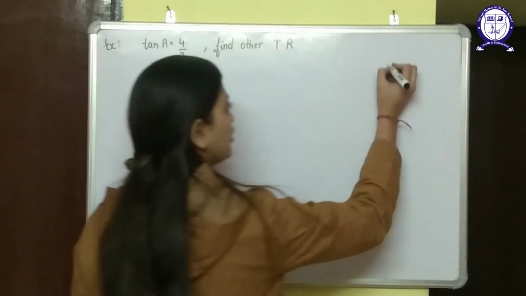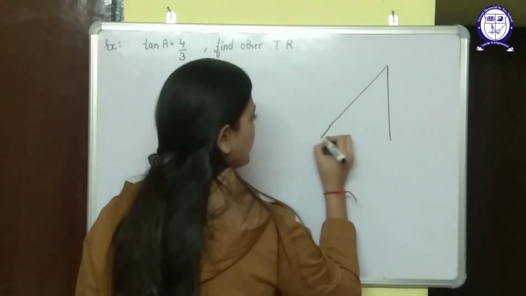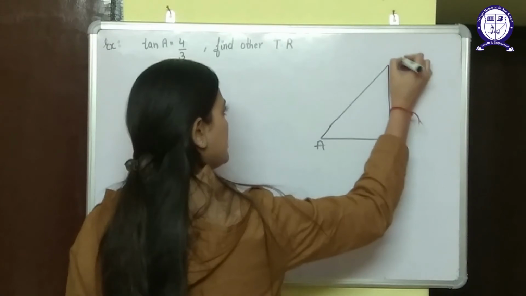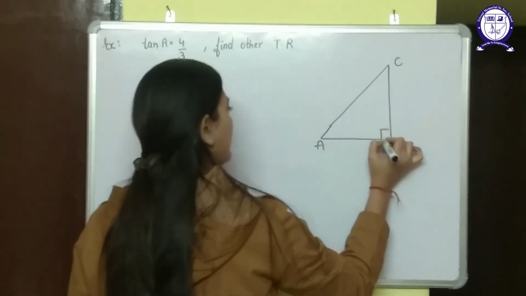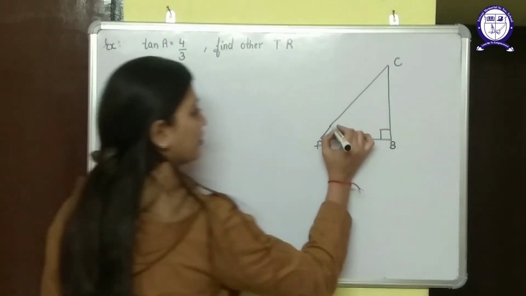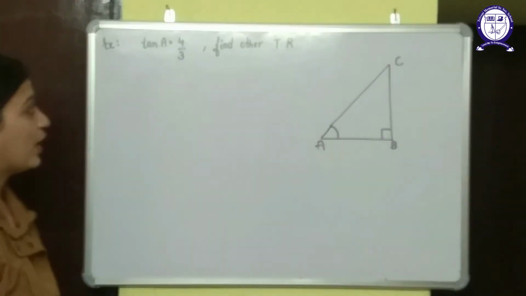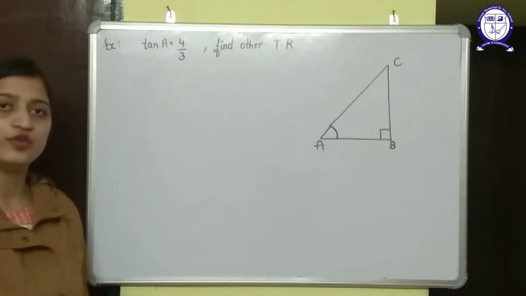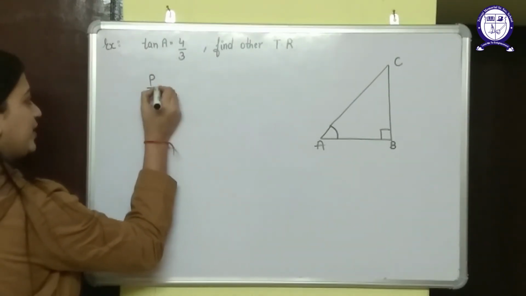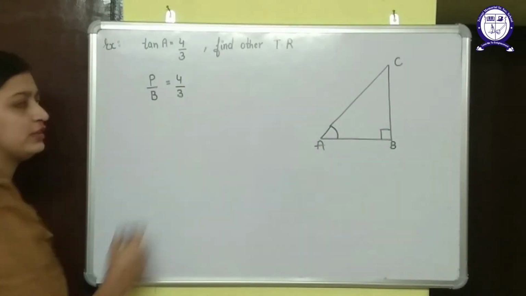First of all, we will draw a right angle triangle, because this is trigonometry. Suppose this is ABC, right angle at B. And it's talking about tan A, so we are talking about this angle. Now it says tan A is equal to 4 upon 3. Tan A is P upon B, which is equal to 4 upon 3.